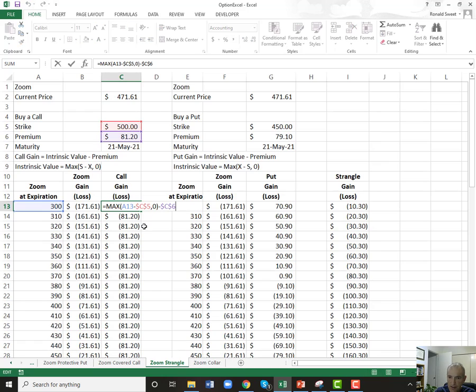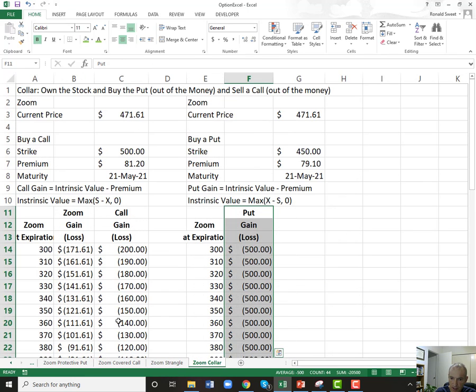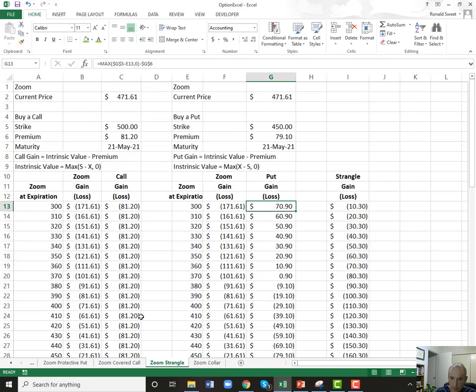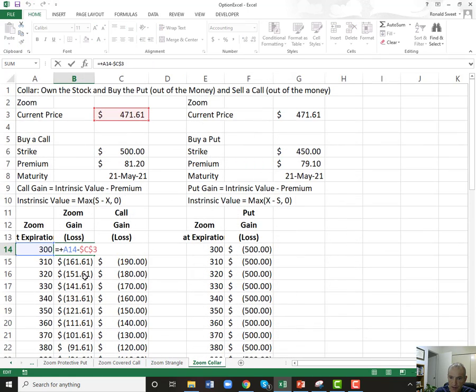So the call is the stock price minus the strike and 0, minus the premium. The put is the strike minus the stock price, minus the premium. And then the strangle, you just add the call and the put together. So let's do the same thing here. We got the stock price correctly. Let's see if we got this. Here, we've got to bring those down. It should look exactly the same as before.